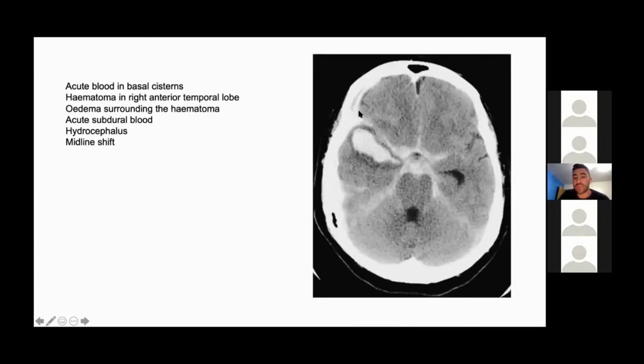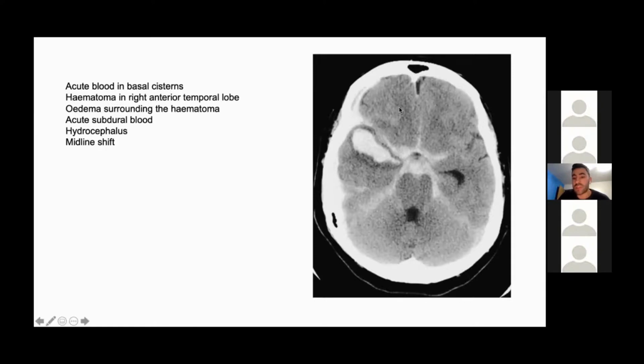There's also acute subdural blood. I don't know if you can see all of this here. It's subdural because it's crescentic in shape, and it's acute because it's very hyperdense. And there's hydrocephalus. You can see here, this is what I was referring to earlier about the temporal horns of the lateral ventricles. They usually collapse in a healthy person, but here they're quite dilated. So that one little sign highlights that there's hydrocephalus developing.